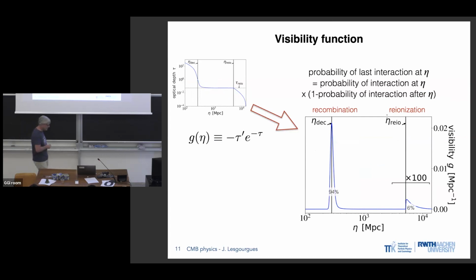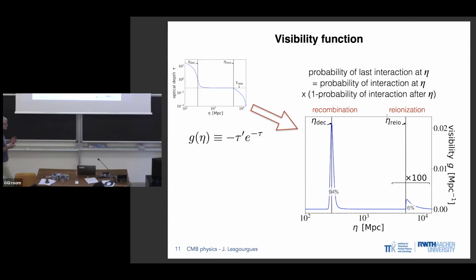And with a small exercise of probabilities, you can show that this is a distribution of probability normalized to 1, and it gives you the probability that the photon from the CMB that we observed today had its last scattering at eta.